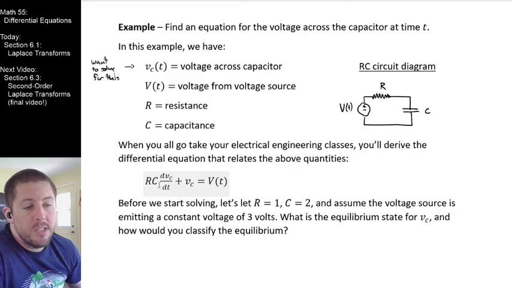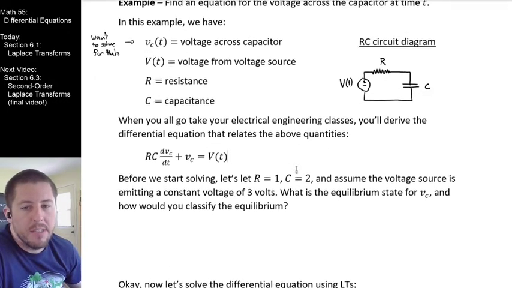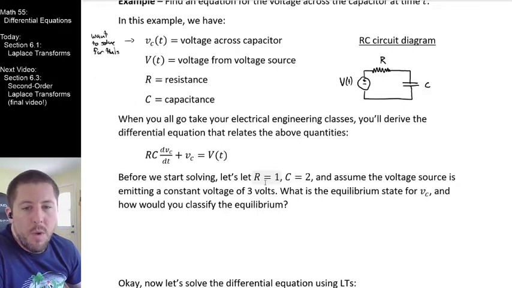And so before we start solving, let's give ourselves some values for some of these parameters right here, and let's stop and think about what we should expect our answer to look like before we go hunting for our answer. All right. So we're going to let R be 1, and we're going to let C be 2, just to give ourselves some numbers in here for R and for C.